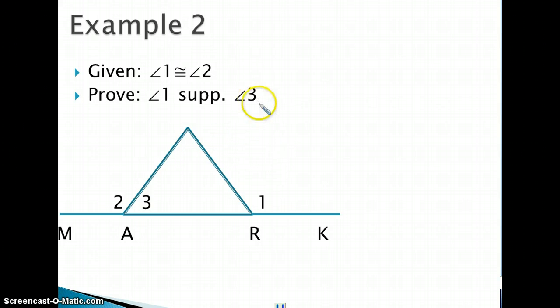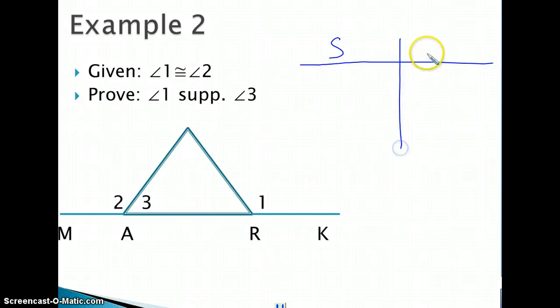So I've got to start thinking about how can I get 1 and 3 supplementary. Clearly they're not right next to each other. They don't form a straight line. So what we have to get into is how do we get 2 and 3 to be supplementary, and where do we go from there? Now I'm not going to write the given information down because I trust that you're able to do that without much difficulty. But I am going to go to the next step.